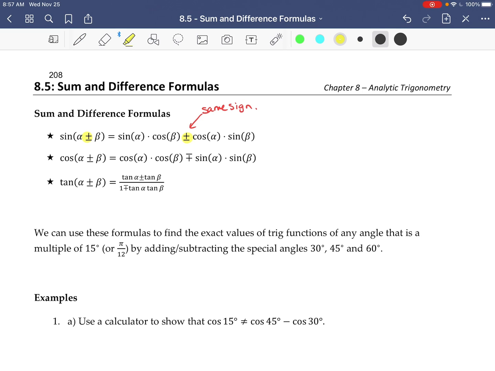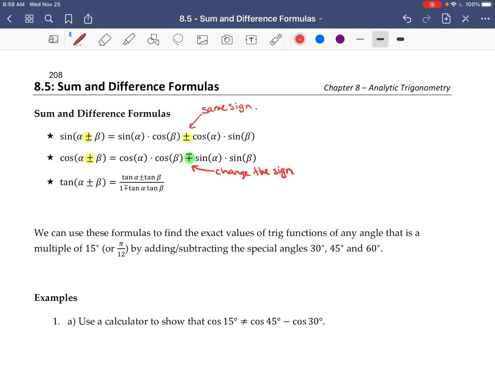Now for cosine, we have cosine of alpha plus or minus beta is cosine alpha cosine beta, minus or plus. So see, these signs are different. It's swapped, so that means you want to swap the sign. So for cosine, you do cos of each, swap the sign, and then sine of each.